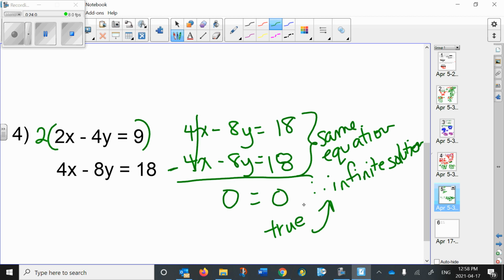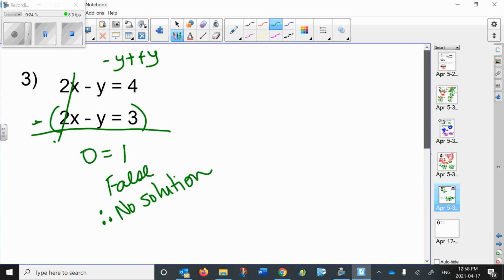So when you get down to the bottom, if your variables totally disappear and you just get two numbers and the equation is true, like 0 equals 0, then you know it's an infinite number of solutions. If your answer is false, like 0 equals 1, then you know there's no solution. So those ones are easy ones because you know something's a little bit different, right? You're not going to get an x or a y value.